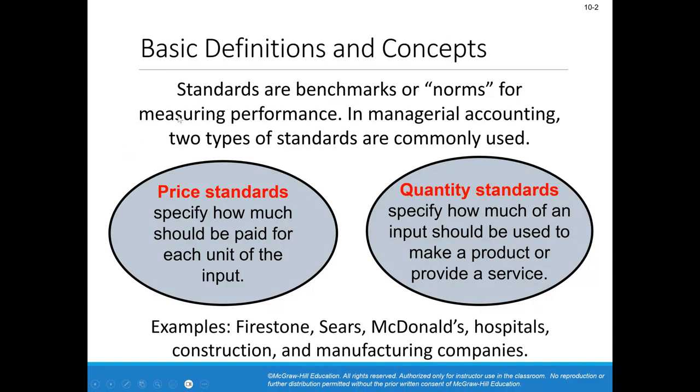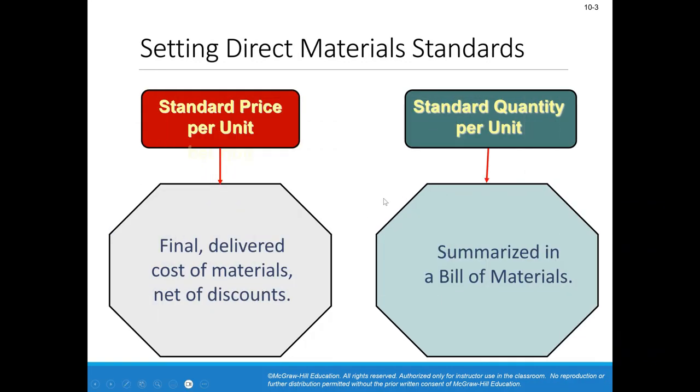So price standards specify how much should be paid for each unit. Quantity is how much we should use. So we should use 4 tires for a car. We should use X number of bolts for a car, etc. Standard price per unit is the final delivered cost of materials net of discounts. Quantity is summarized in the bill of materials.